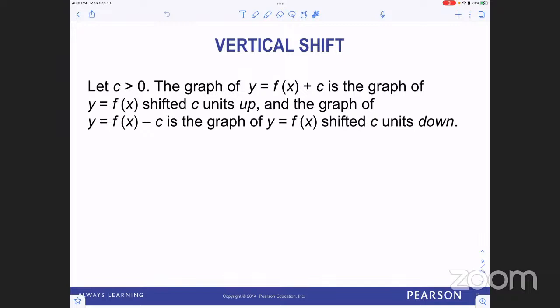So to kind of recap. If we consider some positive number c, when we add a positive on the outside, it takes our basic function and shifts it c units up. If we subtract a positive number on the outside, it takes our basic function and shifts it c units down. So we add a positive on the outside, the original graph goes up. We subtract a positive on the outside, the original graph goes down.